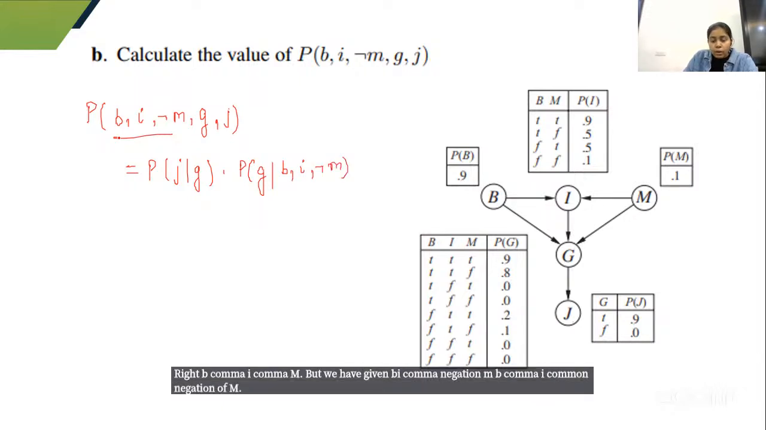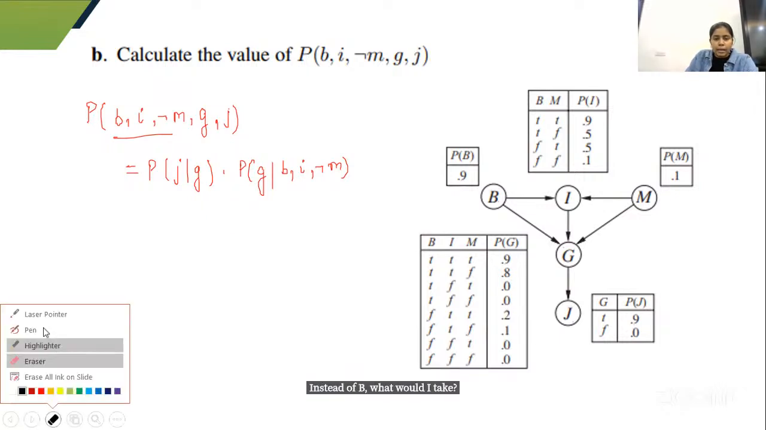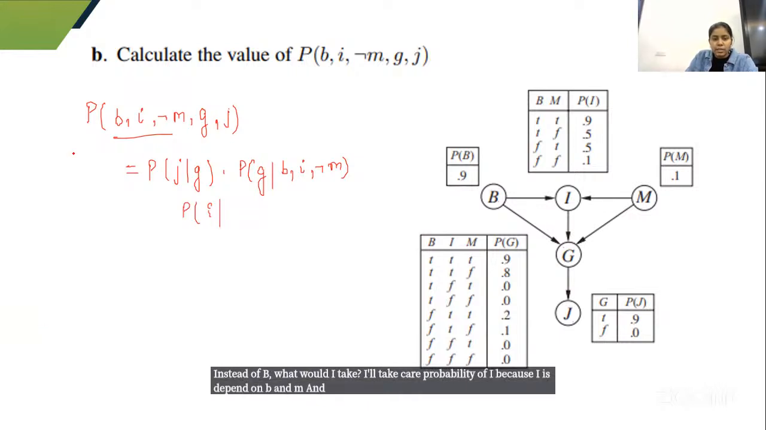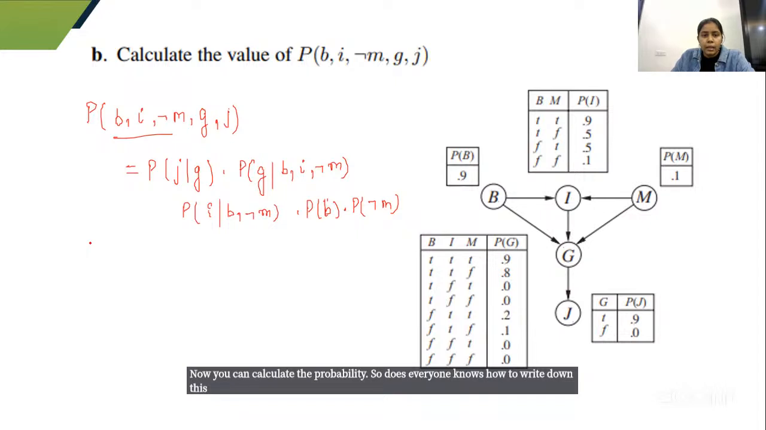Now, if I move to this B, I have to take, instead of B, the probability of I, because I depends on B and M. And we are given negation of M. Then the probability of B and the probability of negation of M. Now you can calculate the probability. So does everyone know how to write this down? Let me know, guys, if anybody doesn't know how to write this down. I'll discuss that in detail. If you know, then you can solve the probability.